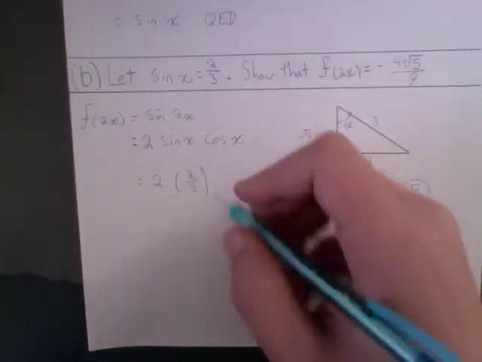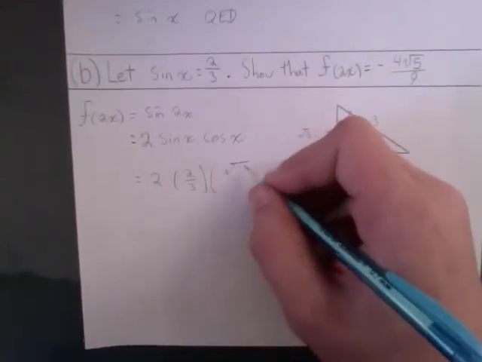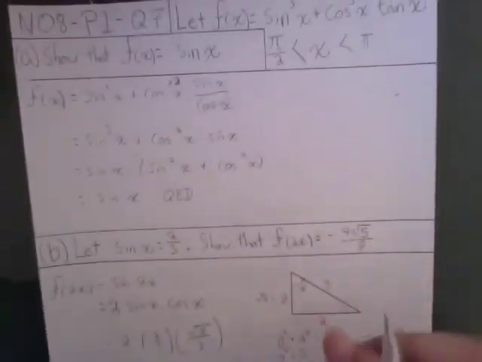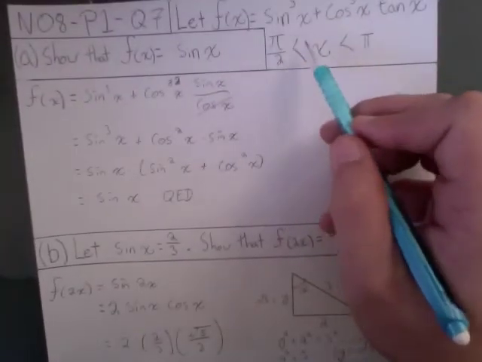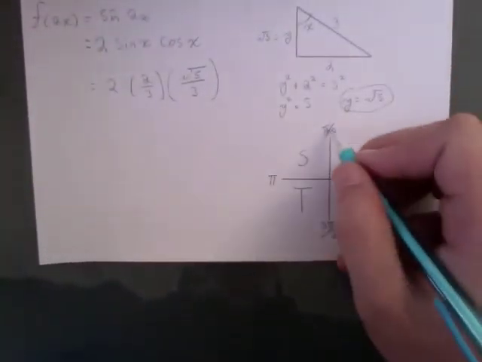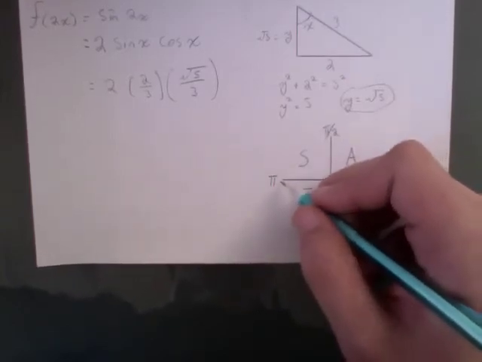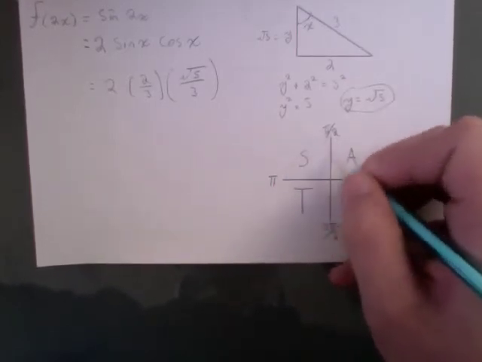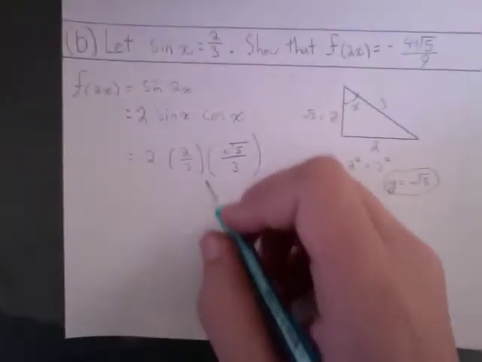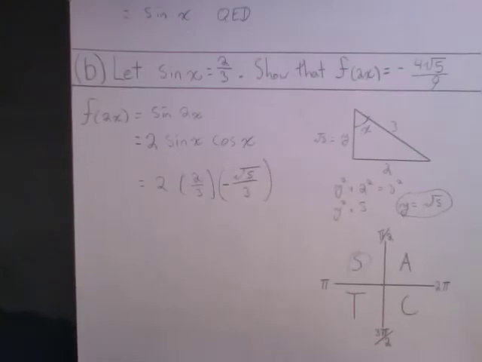Now the cosine value will then be adjacent over hypotenuse, which is root 5 over 3, but there's another trick here. In the question it gave us the domain pi over 2 is less than x, which is less than pi. If you look at the Cartesian plane, our value has to be somewhere within this quadrant, and in this quadrant only the sine values will be positive. So the cosine value we found here is really negative root 5 over 3.